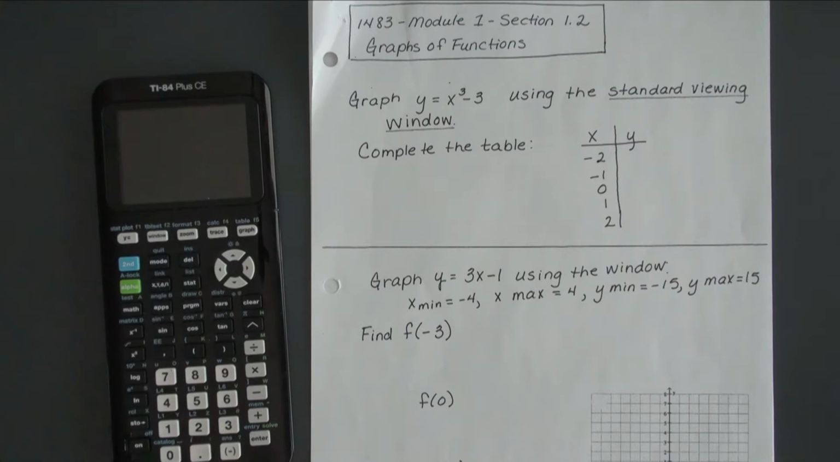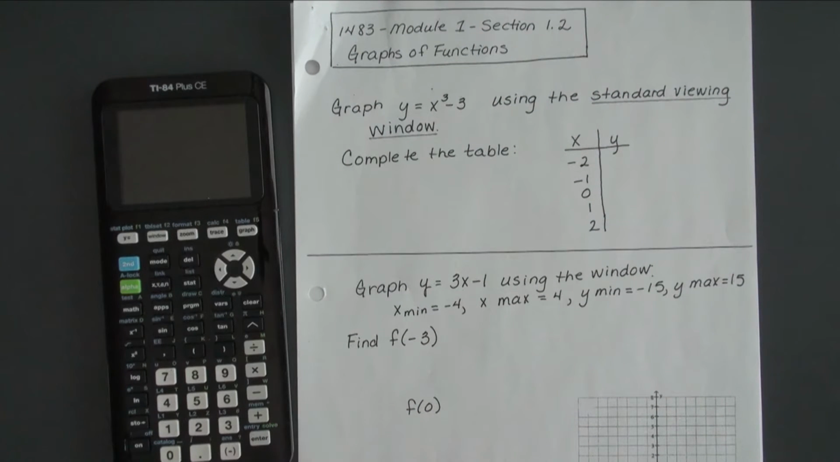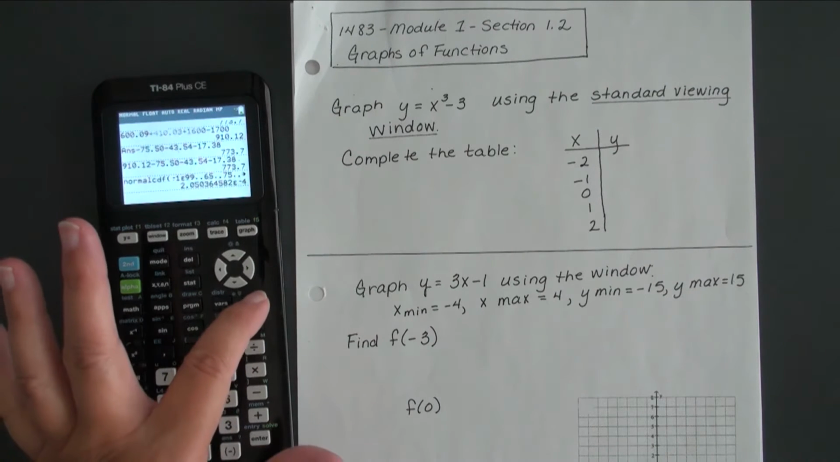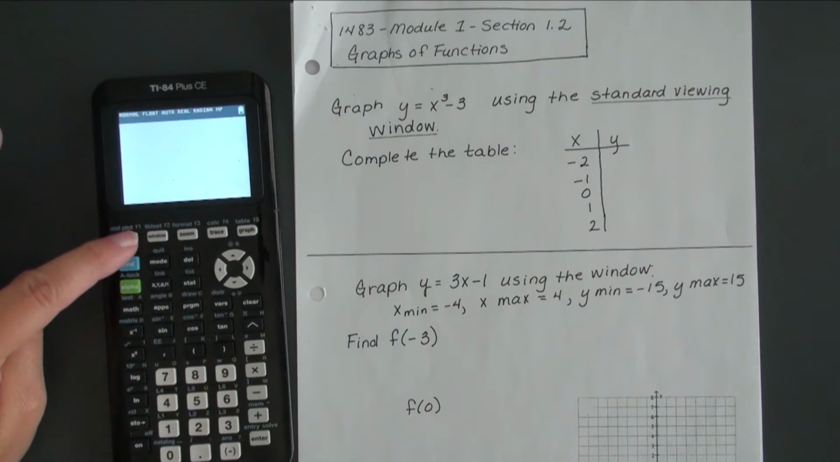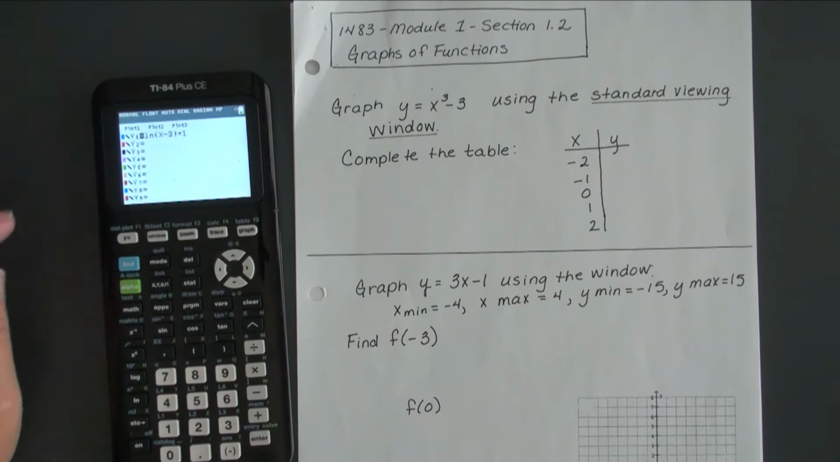Okay, so let's take this first example. Graph y equals x to the third minus 3 using the standard viewing window. So what you do is you turn your calculator on. I've got quite a bit of stuff in there. And you'll go to your y equals button, which is the very top left button. If there's anything in there already, press clear and that'll just take the equation out.